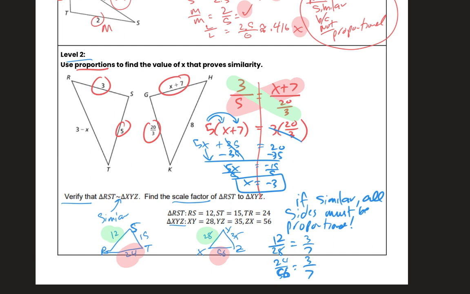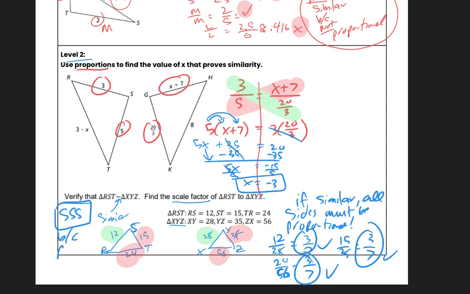Okay, so let's try that last one. We would also try 15 over 35, right? So 15 over 35, well, that reduces into 3/7. Okay, so if that's 3/7, that's 3/7, that's 3/7, then yes, they are similar by SSS. So verified by SSS because they are proportional. All right, let's keep it moving. That's a level 2 question.